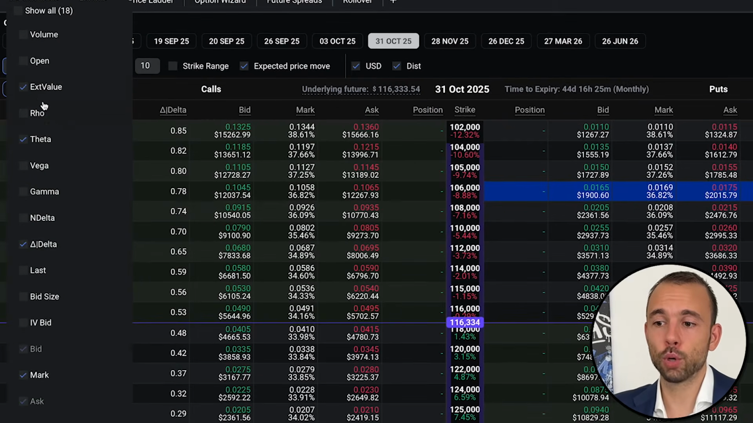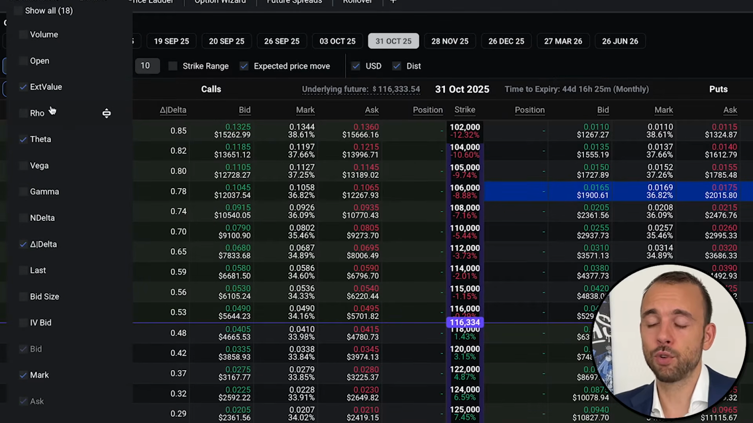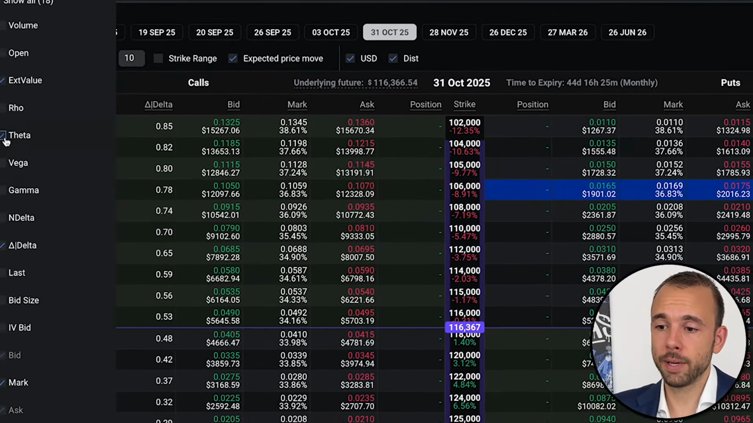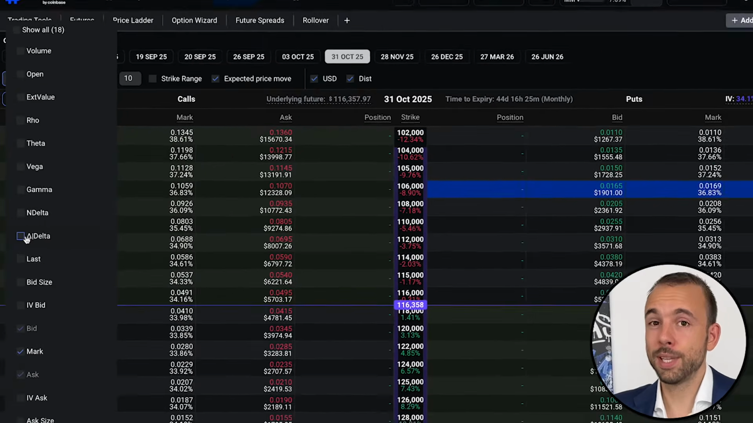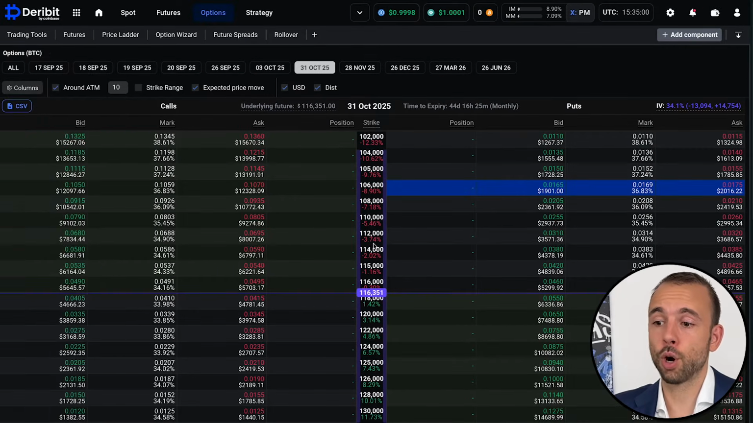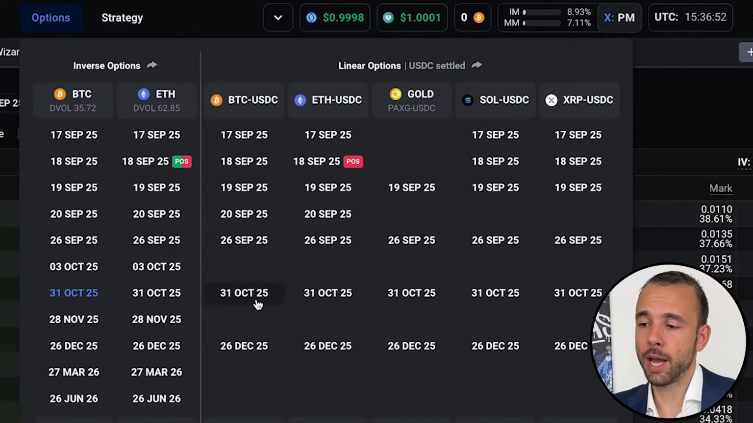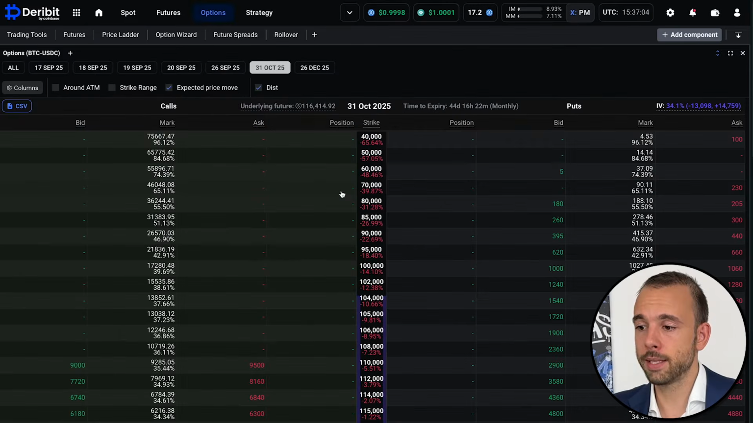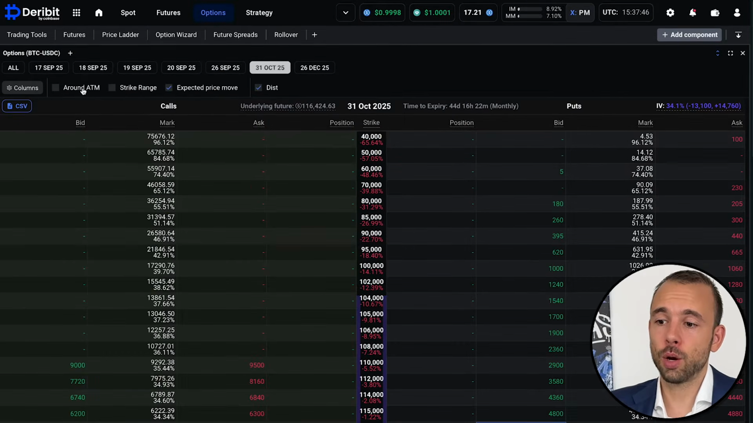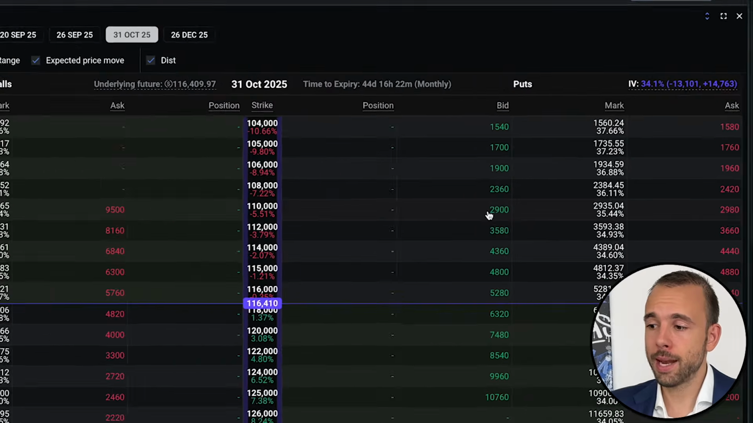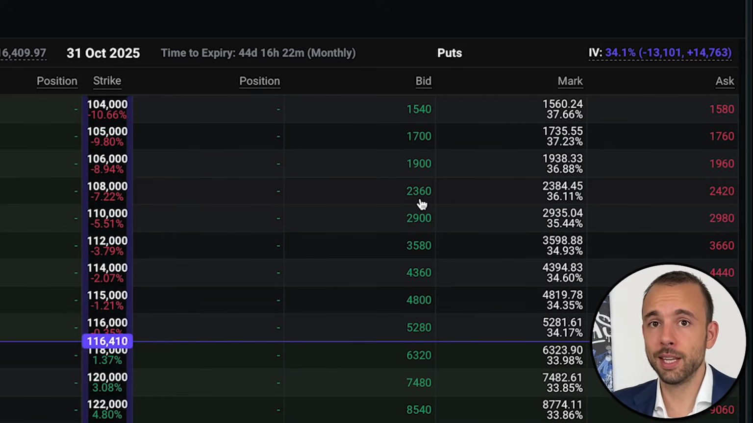Also, I can enable or disable different parameters for my option chain. For example, I can enable different Greeks or disable everything and leave only the prices. So this is up to you what you would like to have on your option chain. But if I would like to trade USDC settled options for Bitcoin, I just need to go to Bitcoin USDC options and select the expiration date that I would like to trade. So let's take the same expiration date, select only the 10 strike prices from the current market price to get a better overview. And in this case, you can see the prices in USDC.